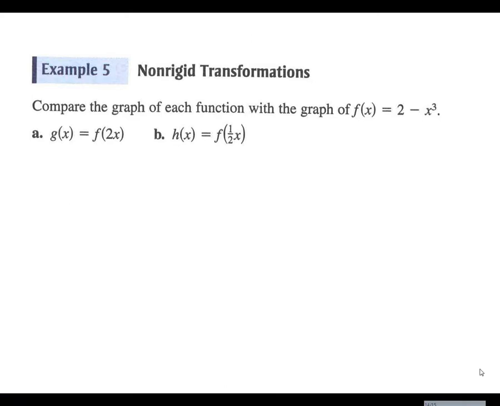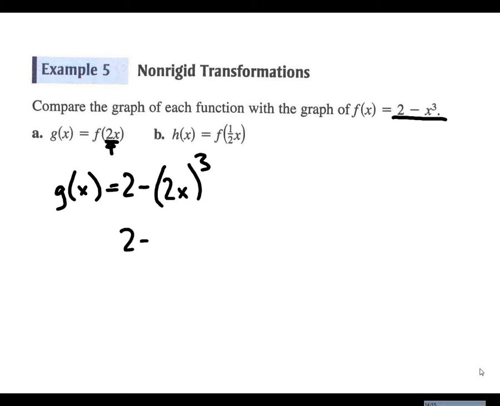Alright, our last example here is example 5, and so things are going to get a little more complicated. They're going to throw something at us to plug in to our original function, which is 2 minus x cubed. Alright, so in this case they say wherever we see x, we're going to plug in 2x, so our original function was 2 minus x cubed. Instead of the x, we put in a 2x.